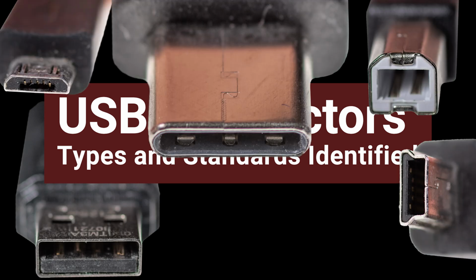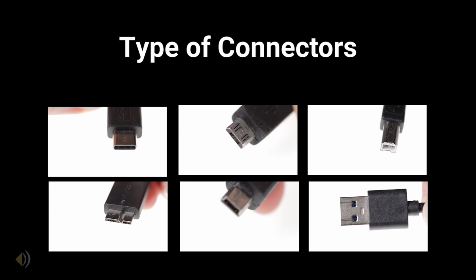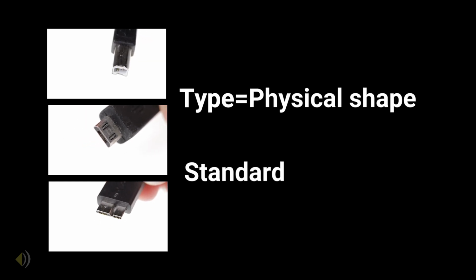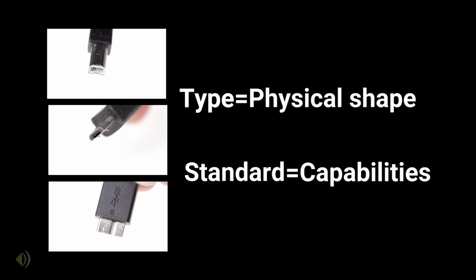What are the six different types of USB connector? USB connectors are classified by two things, type and standard. Type determines the shape of the external physical connector. The standard denotes the data rate and capabilities. It is represented with a number.